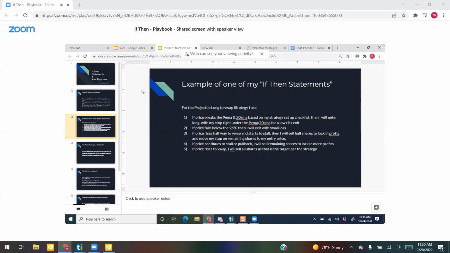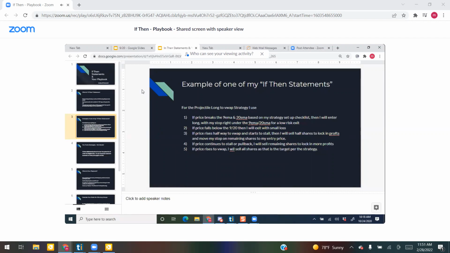Notice again, if price breaks above, then I will do this. That's one. Let's look at two, same trade. If price falls below the 9-20, then I will exit with a small loss. Again, if the trade does not go my way, then I will exit for a small loss per the strategy. Three, again, same trade, prior to entering that same trade.